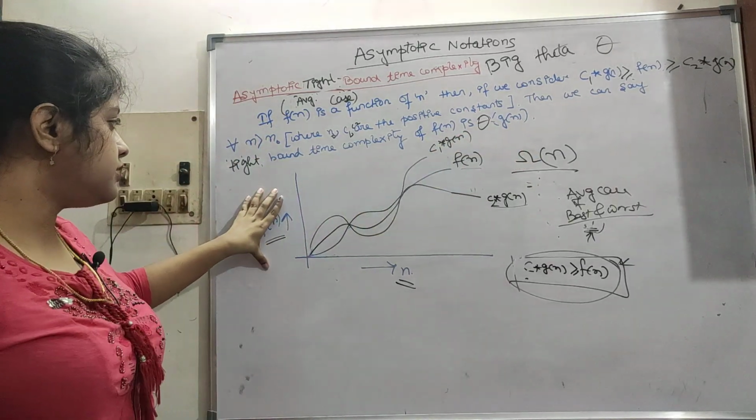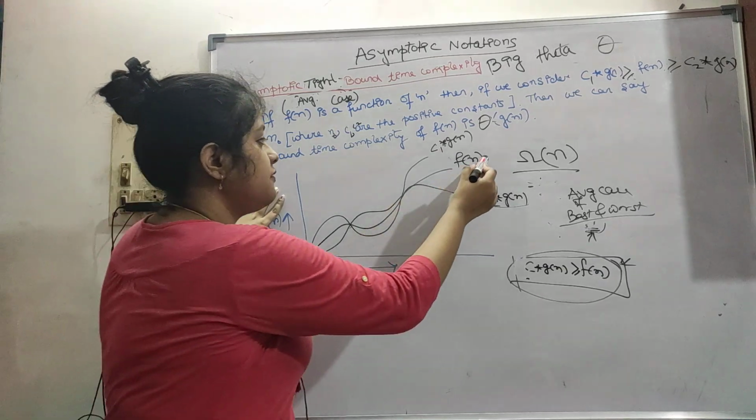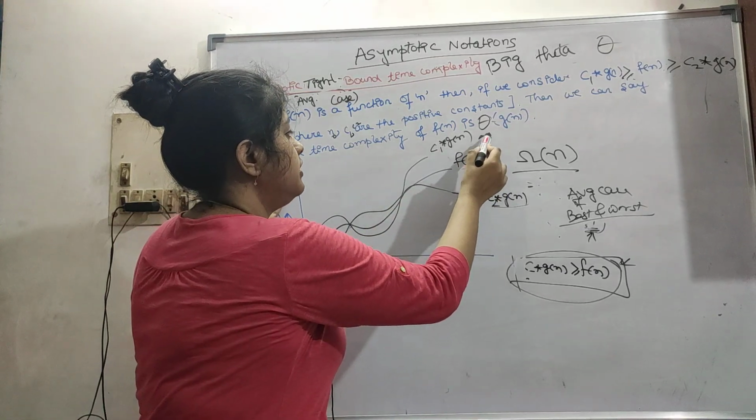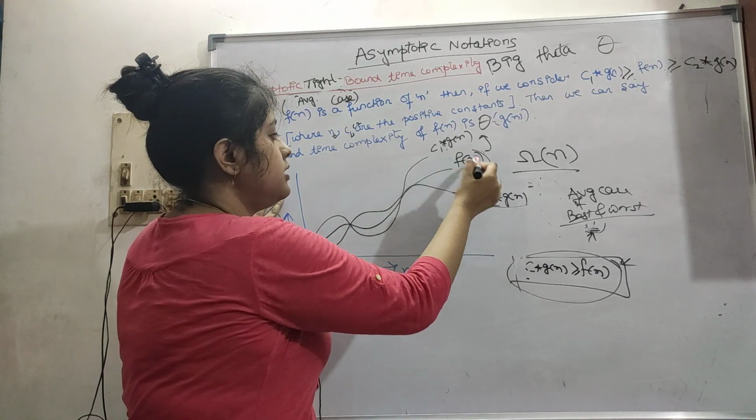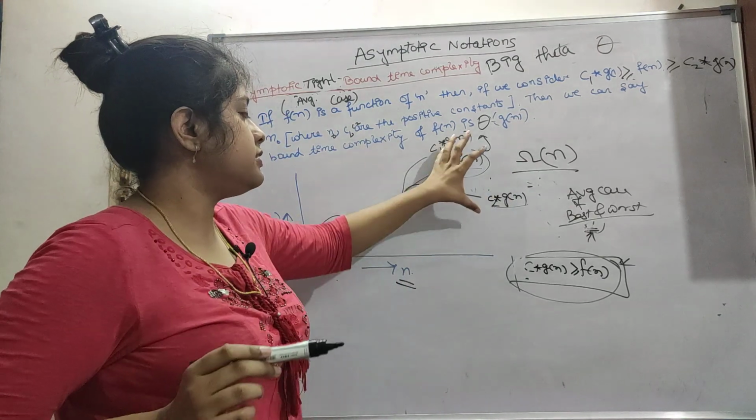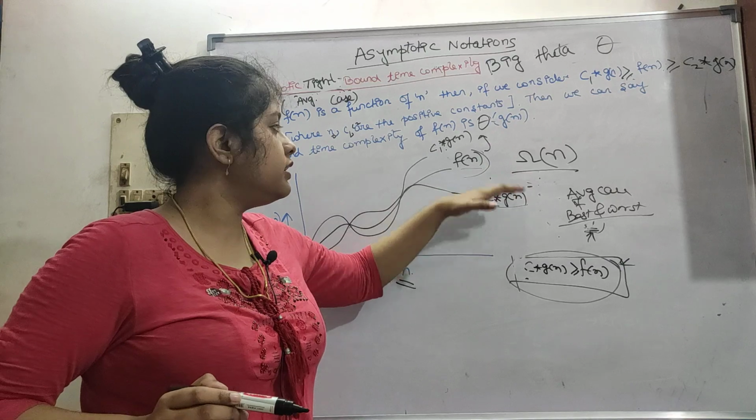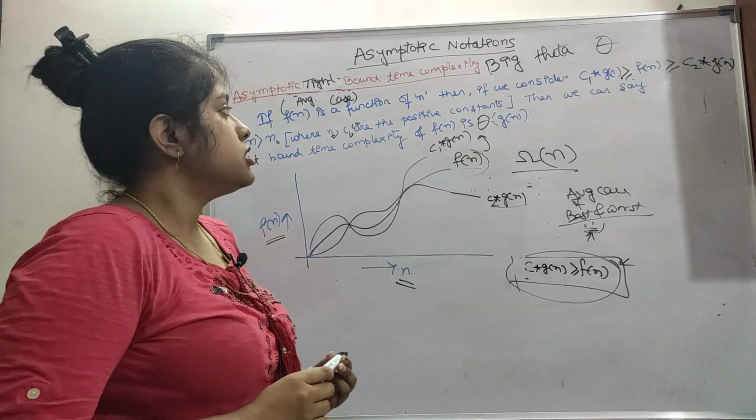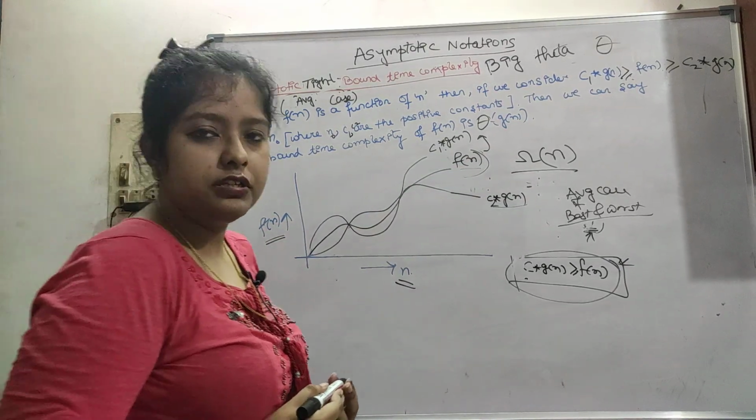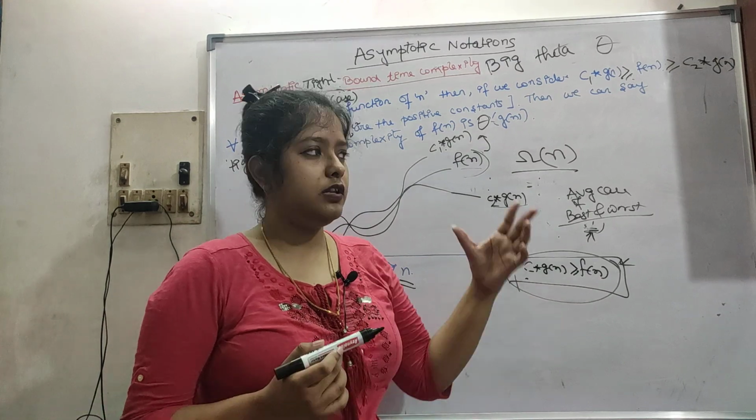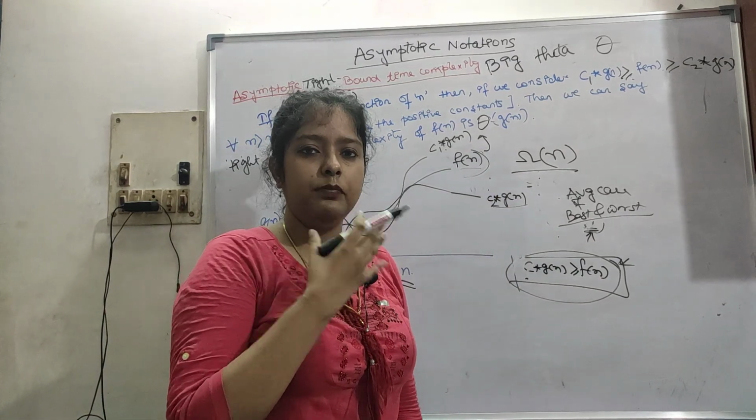Now come to this graph, you can see f(n) is here, it can go till c1 dot g(n) or c2 dot g(n). So this is the bounding function, in between these two only f(n) will lie. So this is all about notations. With the help of examples, I will be able to explain you in a better way.